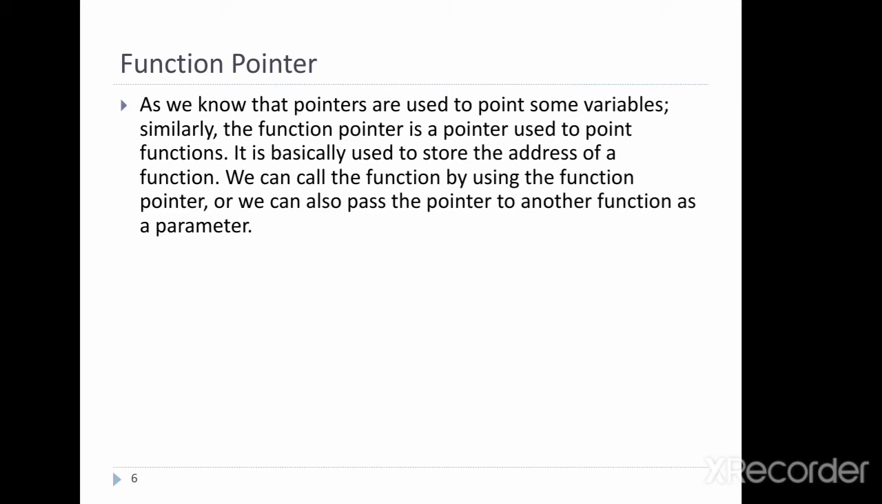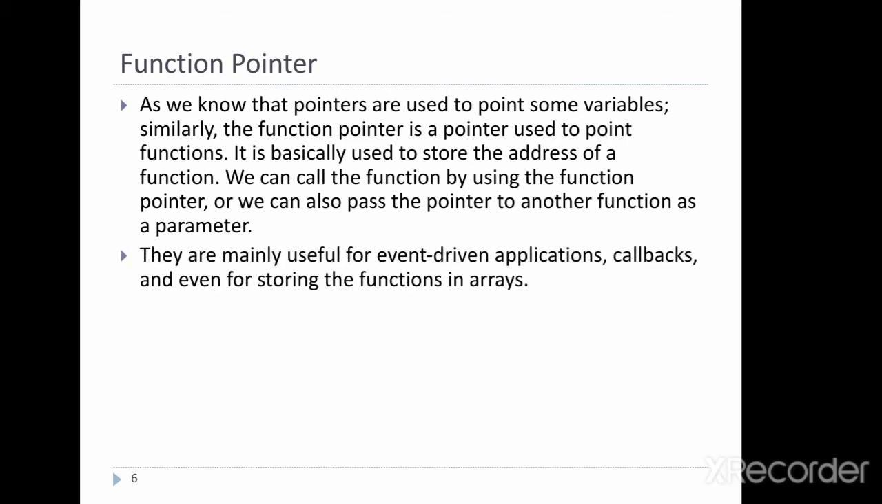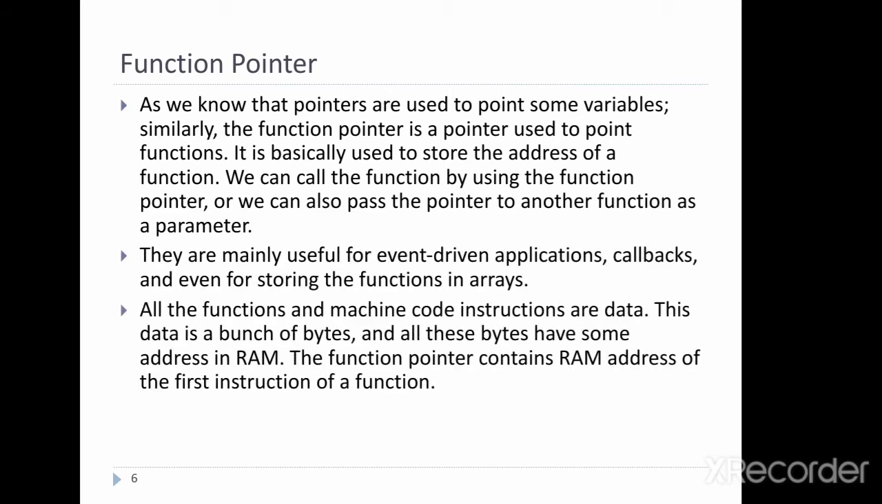Here the address of a function is stored. We can call the function by using the function pointer, or we can also pass the pointer to another function as a parameter. A function is not a variable, but it still has a physical location in memory that can be assigned to a pointer. This address is the entry point of the function, and it is the address used when the function is called. Once the pointer points to the function, the function can be called through that pointer. Function pointers also allow functions to be passed as arguments to other functions.